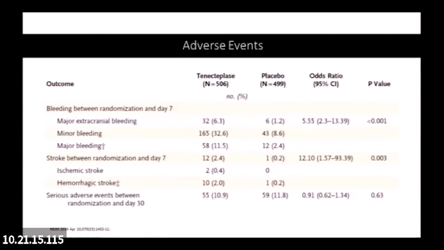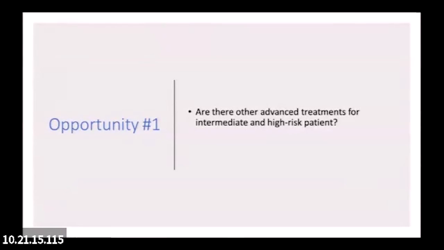Okay, so now according to the guideline, right now the treatment is still thrombolysis for acute massive PE, and heparin for submassive PE. Then we would like to ask if there are any other advanced treatments for those intermediate or high-risk patients.